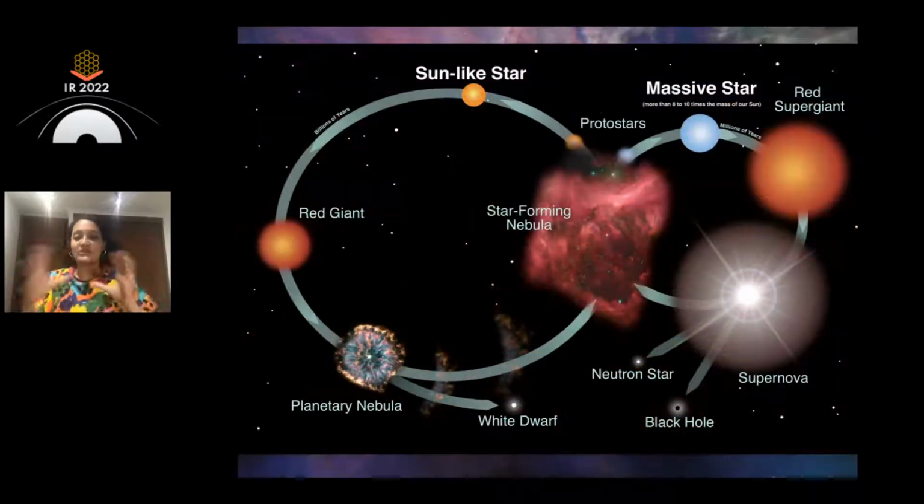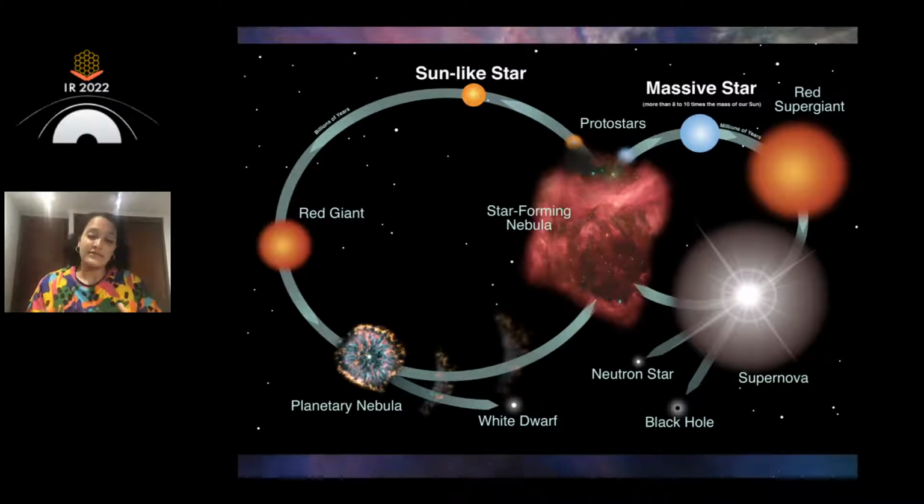So all stars form out of these star-forming nebulae, or these clouds of dust and gas. However, the life cycle of the stars that form out of it can differ depending on their size. So most stars in the universe are like our sun, or what we call low-mass stars. And they will all follow a very similar life cycle.